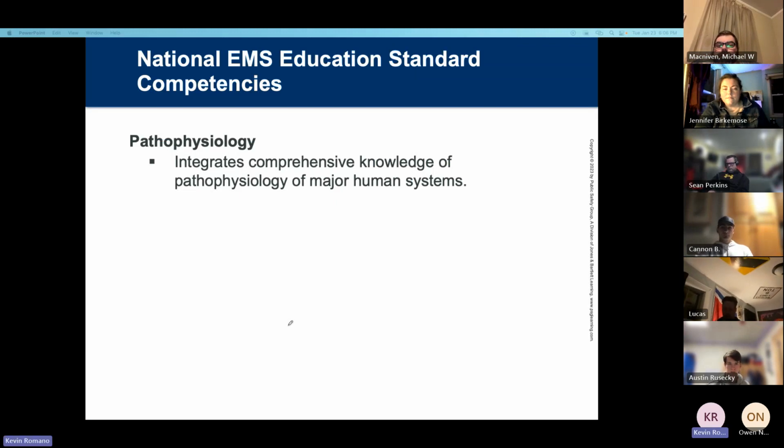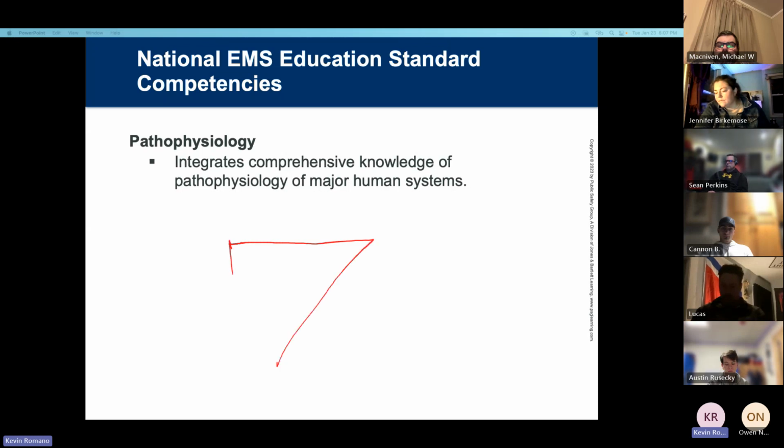So we talk about how we're integrating comprehensive knowledge of pathophysiology on the major human systems. Like, what's really going on behind that? Remember how I was talking about that reverse pyramid thing about differential diagnosis? I do this in my EMT classes as well, taking the pyramid like this, right? This being your diagnosis, and this being all the different symptoms. So what potentially could be wrong?